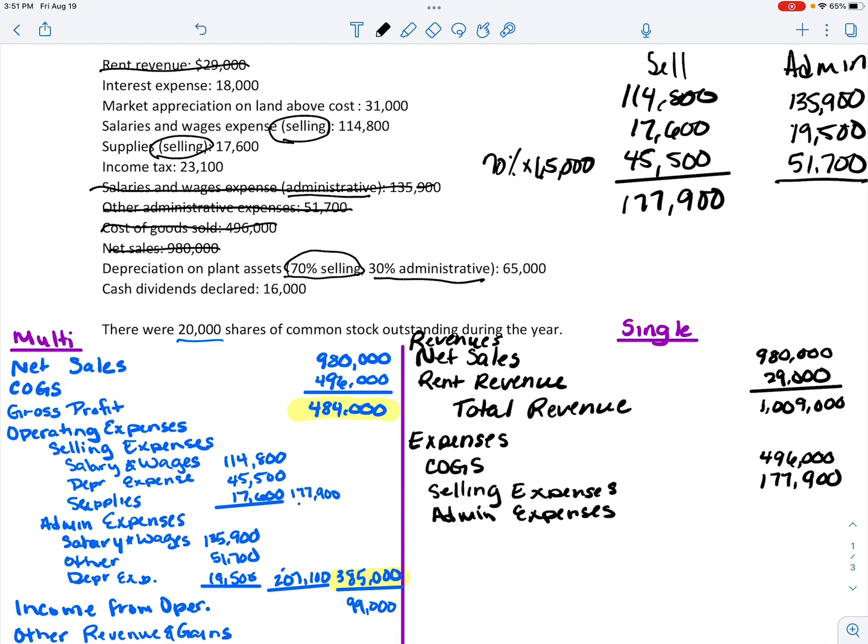I'm gonna add all those up together, and I should come up with $207,100. So that will give me my total administrative expenses. So we got all of this included. Now I should have one other expense I need to find. So far it's that interest expense, which was $18,000.